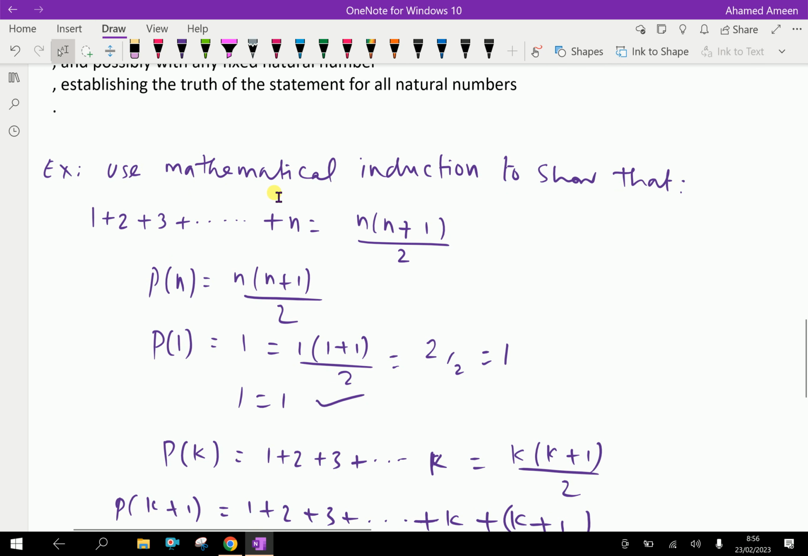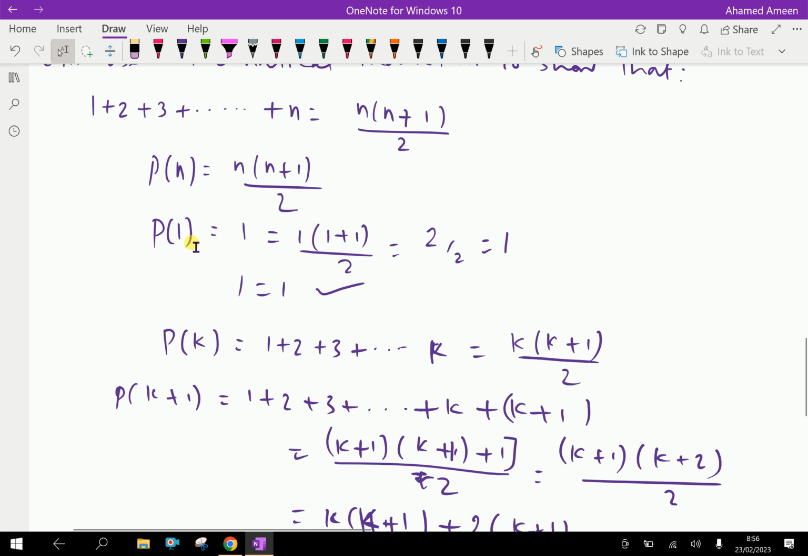Look here. This is mathematical induction. We have to prove that the sum of natural numbers up to n terms is equal to n into n plus 1 by 2. For the base step, we have to prove it for n equal to 1. Substituting n equal to 1, P of 1 is 1 into 1 plus 1 by 2, so 1 into 2 is 2, and 2 by 2 is 1. So in the basic step, P of 1 is 1 on both sides.